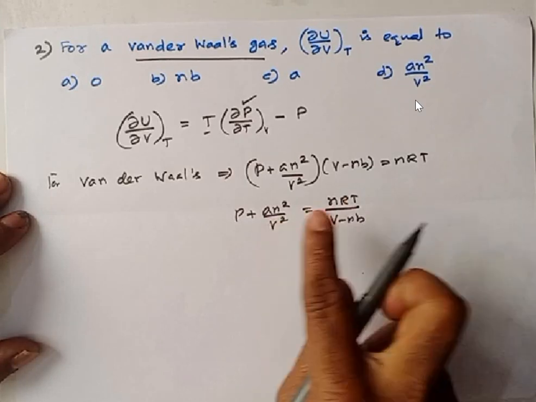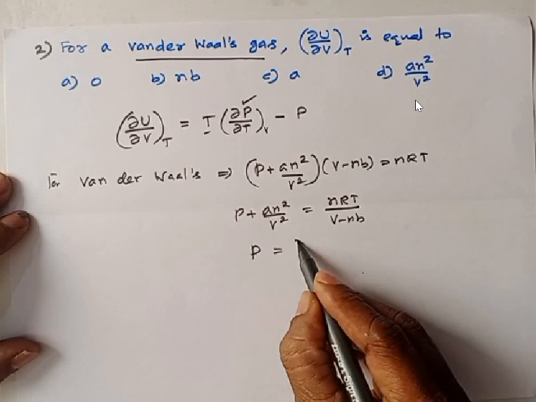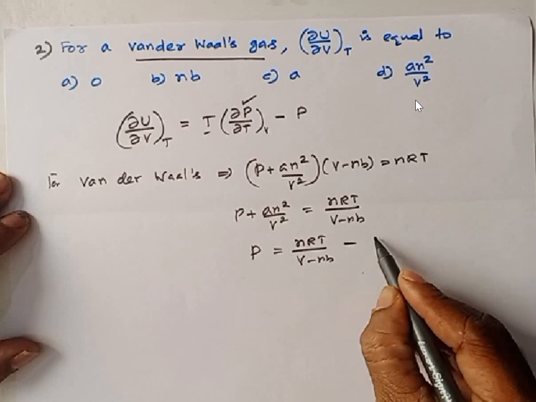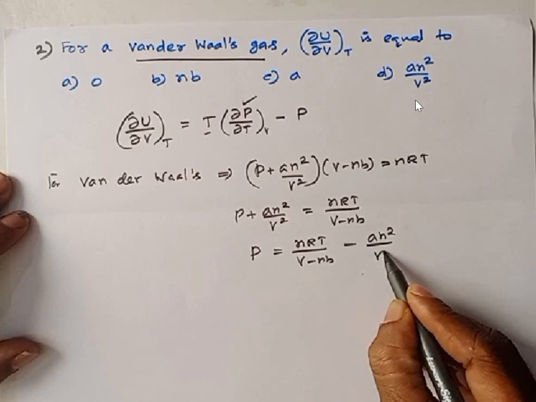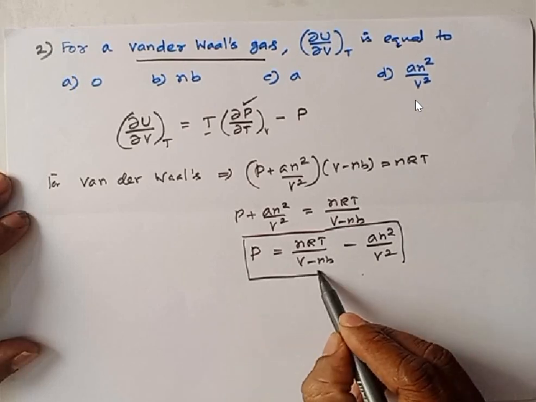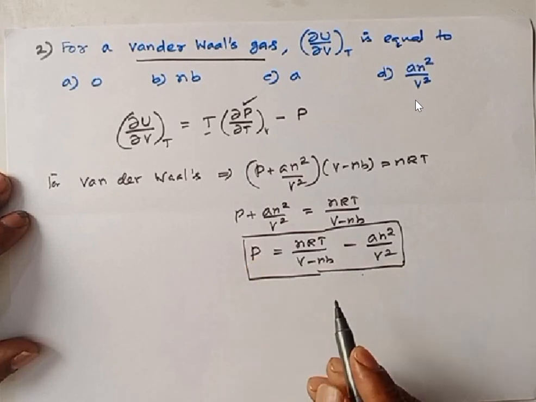Now bring this plus A n square by V square to the right hand side. So P is equal to nRT by V minus nb minus A n square by V square. This is the expression for pressure. Now what to do? Differentiate pressure with respect to temperature, keeping volume constant.